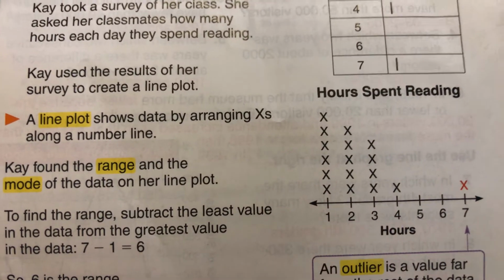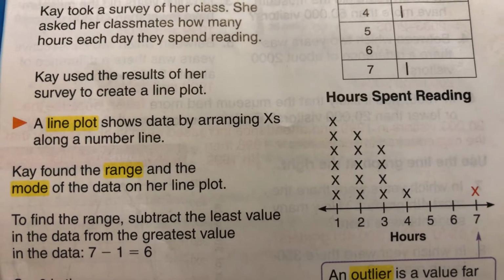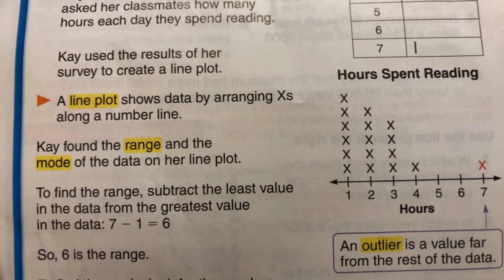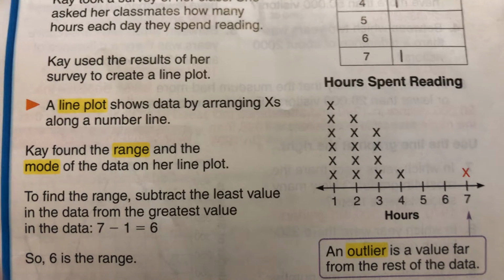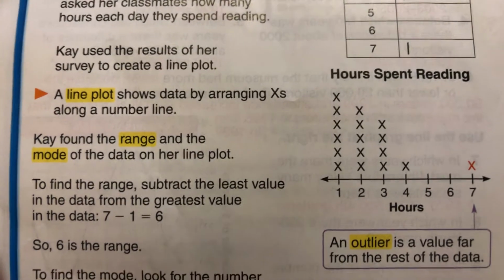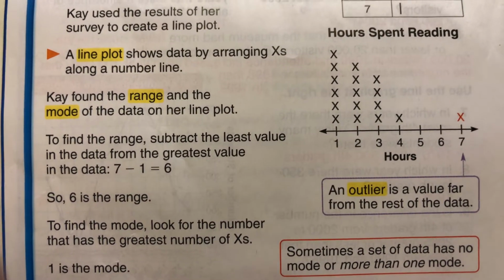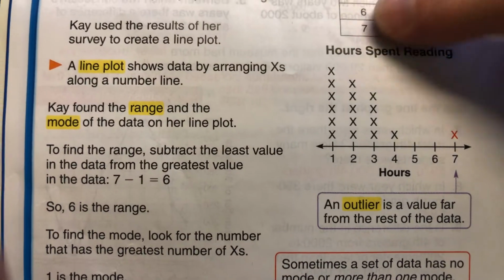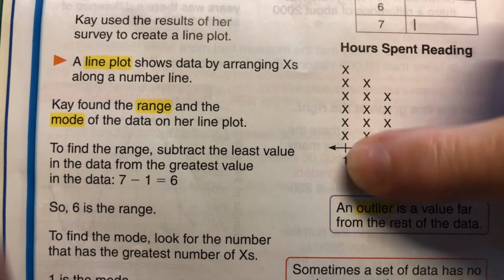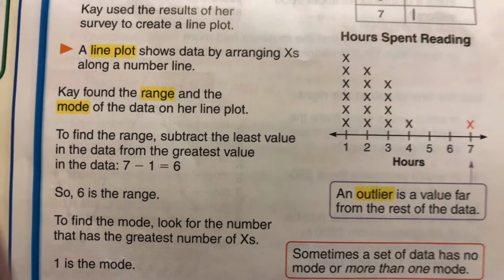The mode is the answer that occurred the most often in your survey. So if you look at the number of X's, 1 has to be the mode because 1 has the most X's on it.